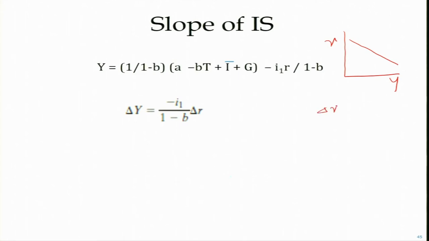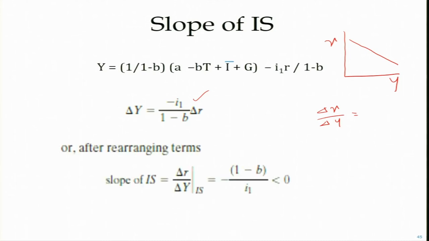We know that the sign is an inverse relationship. So, the slope of the curve, that means del R divided by del Y, we need to find out from here. From this, the del Y part corresponding to del R gives us the inverse of the slope. Instead of del Y divided by del R, we are getting minus I1 divided by 1 minus b, but the slope is del R divided by del Y, so we get the inverse, that is 1 minus b divided by I1. So, this is the slope of the IS schedule.